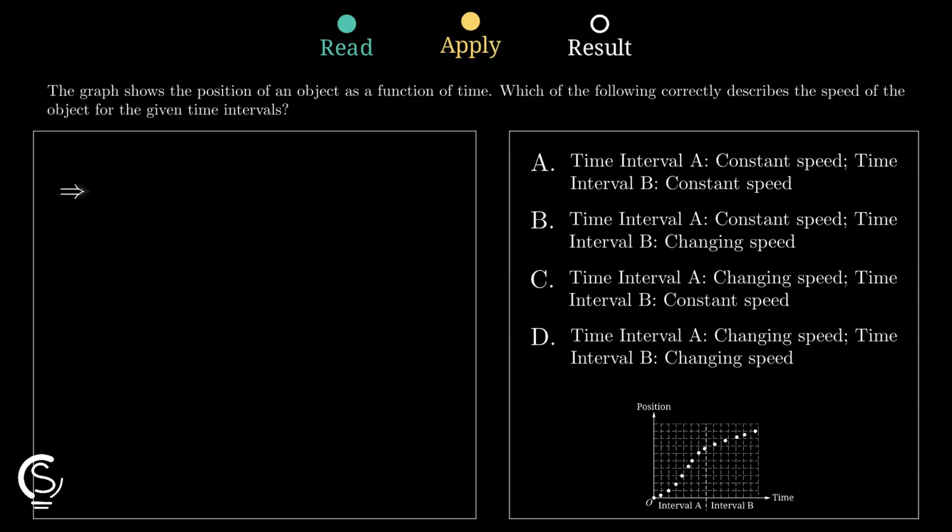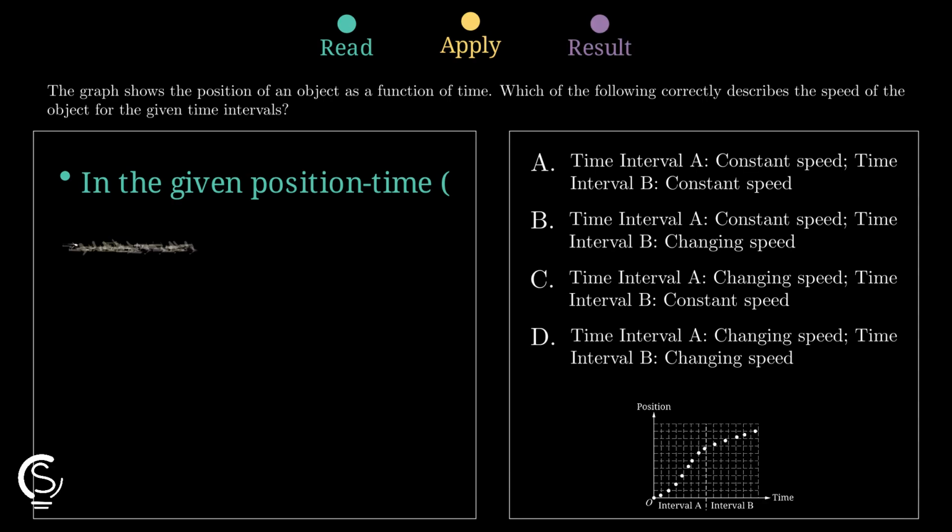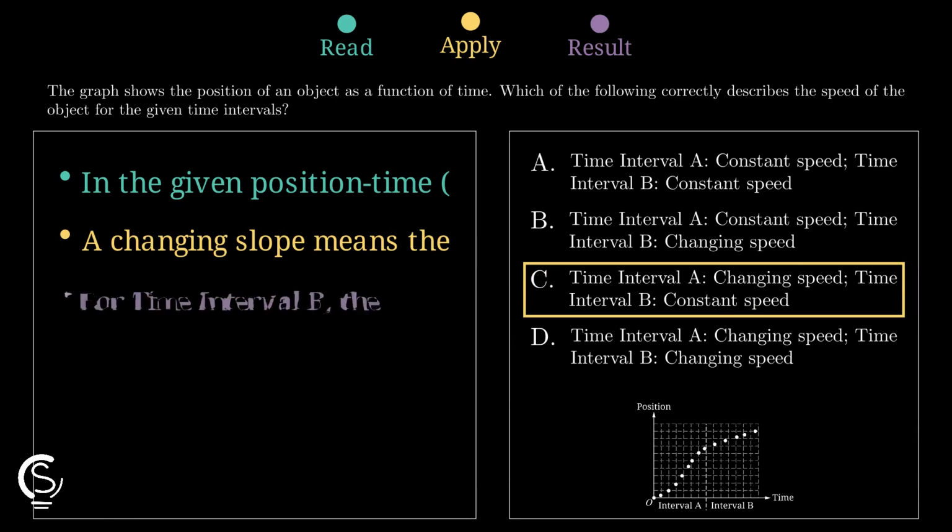A changing slope means the object's speed is changing because equal time steps no longer match equal position changes. So time interval A cannot be constant speed at all. For time interval B, the graph has a constant slope, so the speed stays constant there, and that makes option C the correct choice.